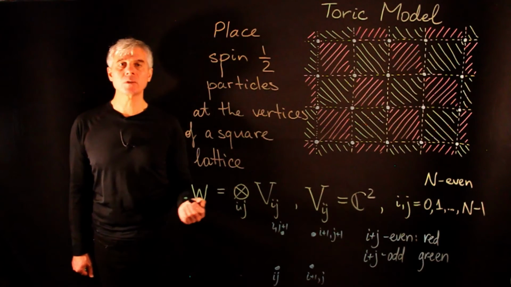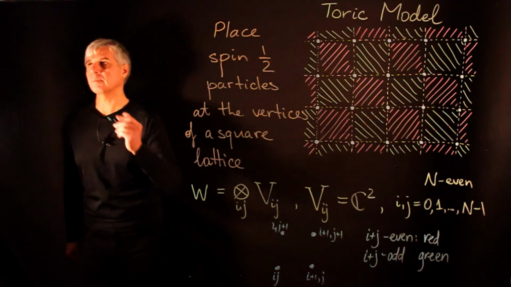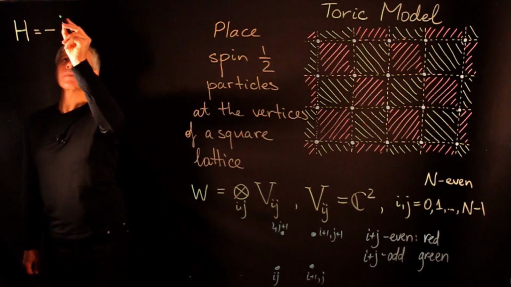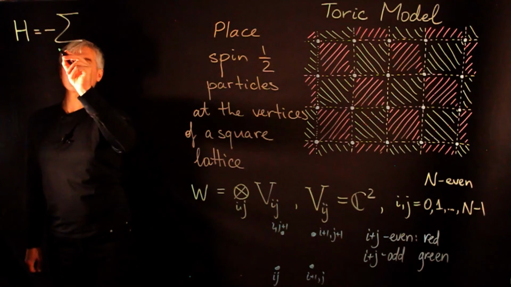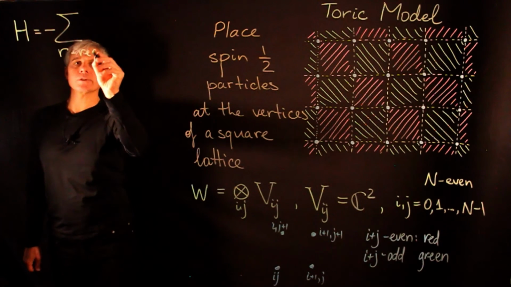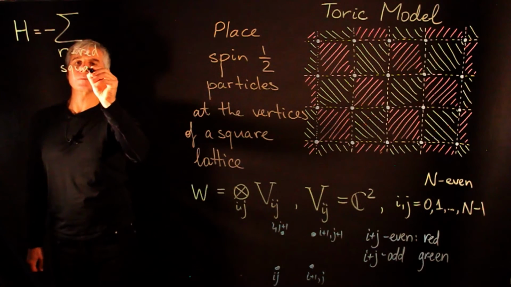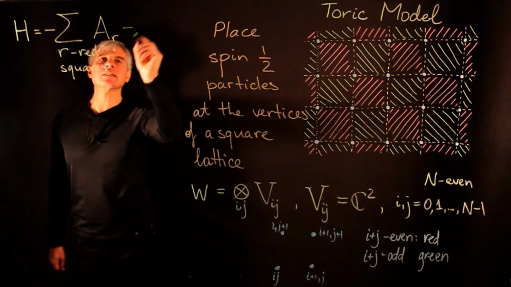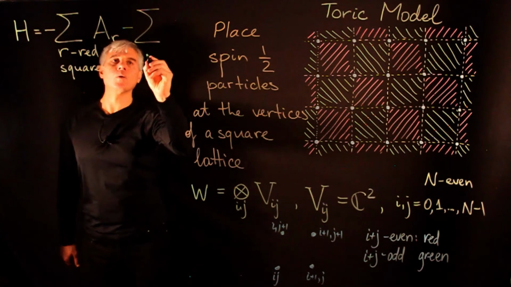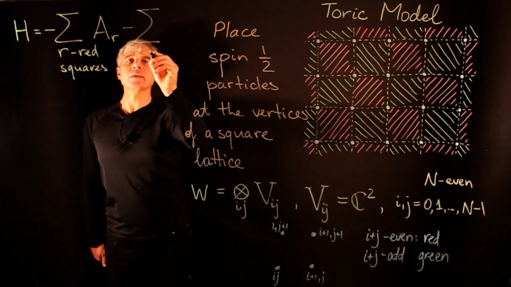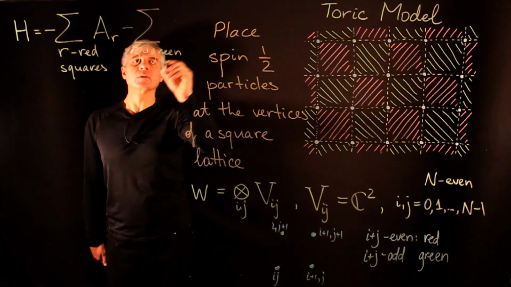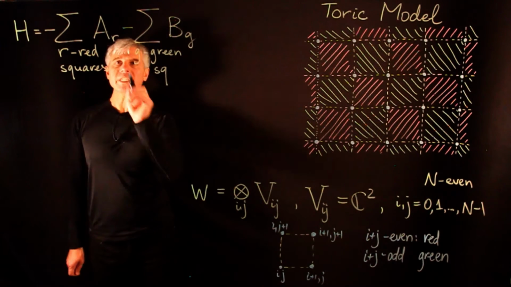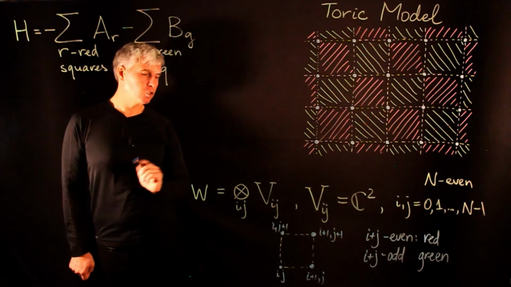Next, we're going to write down the Hamiltonian for this system. Our Hamiltonian will be minus the sum over red squares r of operators A_R, minus the sum over green squares g of operators B_G. What are these operators, A_R and B_G?